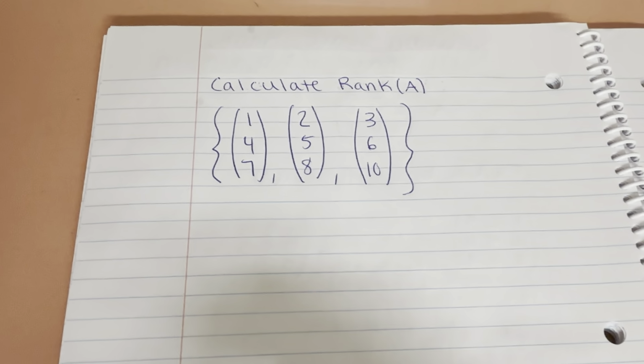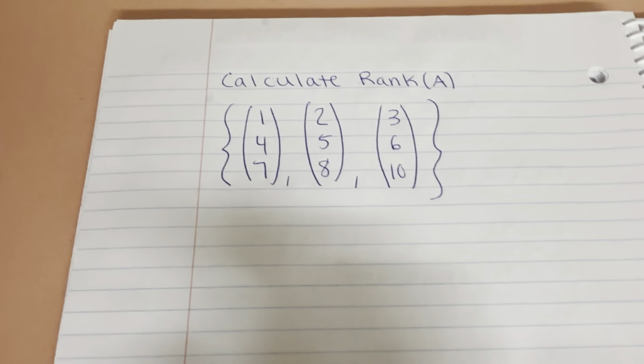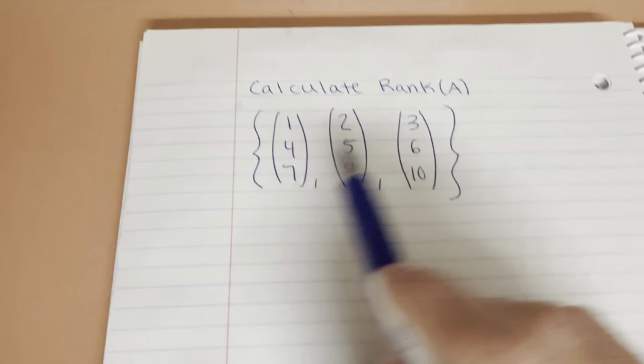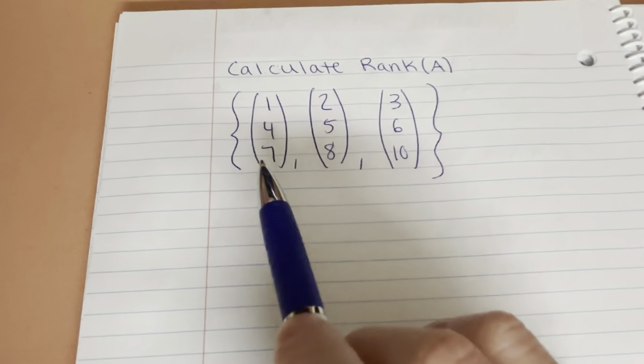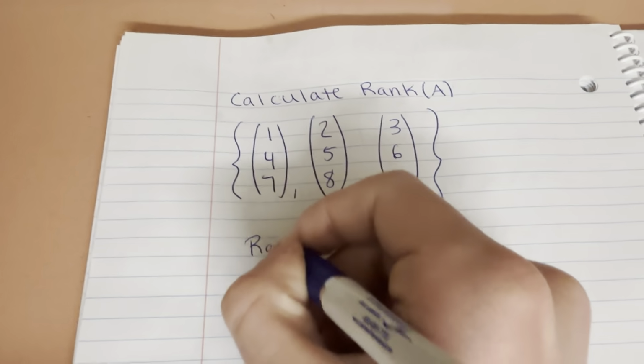All right, so to calculate the rank of A, all we need to do is count these three vectors right here. 1, 2, 3. So the rank of A would literally just equal 3.